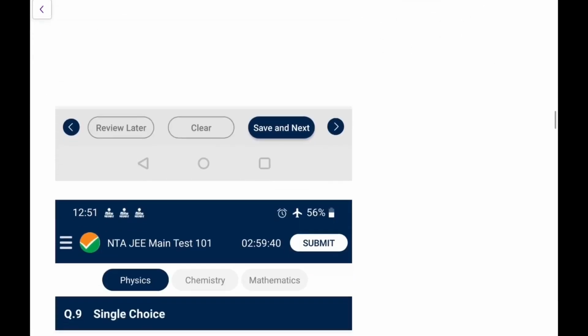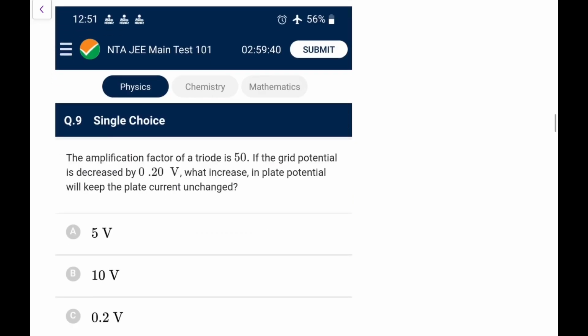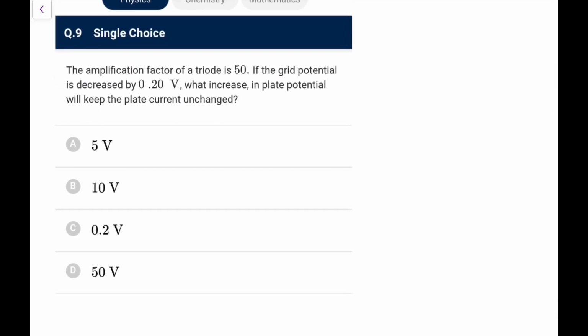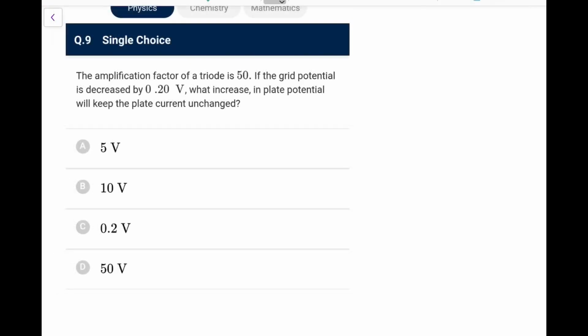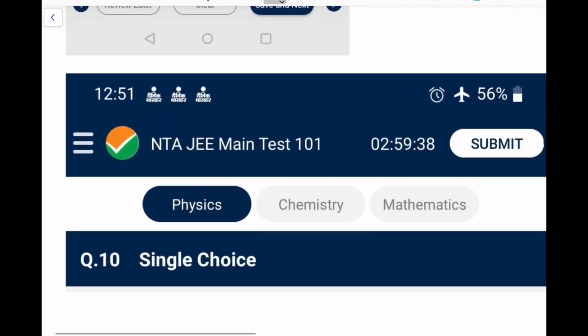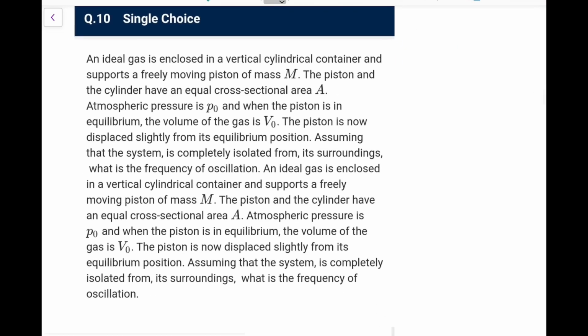Now the next one, question number 9. Amplification factor of a triode is 50. Again, this is out of syllabus. If a grid potential is decreased by 0.2 volts, what increase in plate potential will keep the plate current unchanged? It is actually out of the syllabus, so no point in doing this, I am leaving it. I didn't even study this. This is not in the syllabus and is surely not going to come, unless the examiner is someone who doesn't know what the syllabus is.